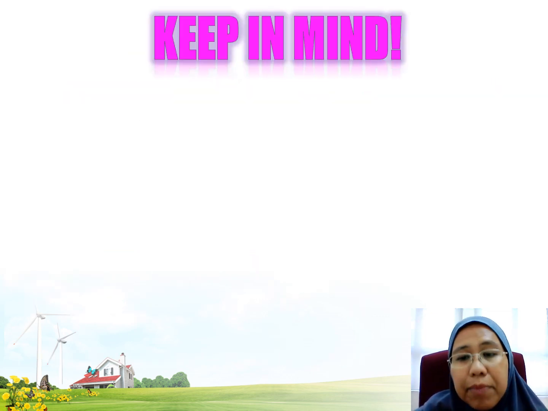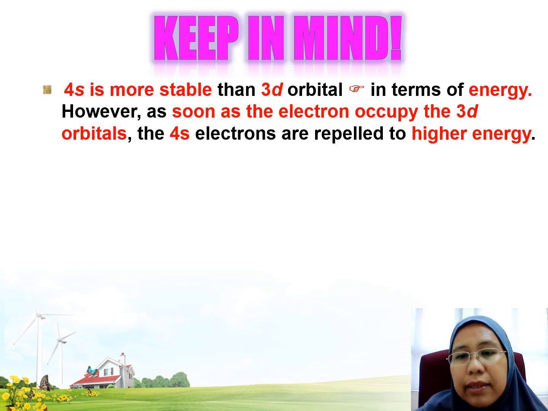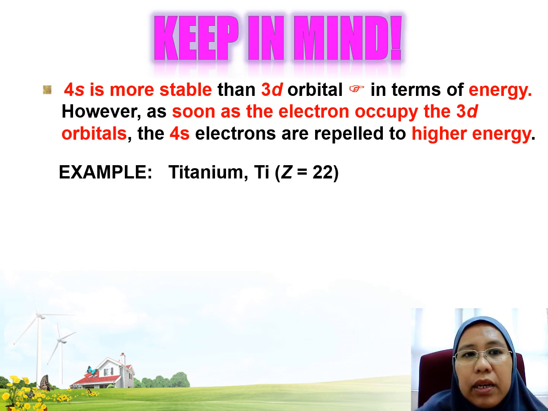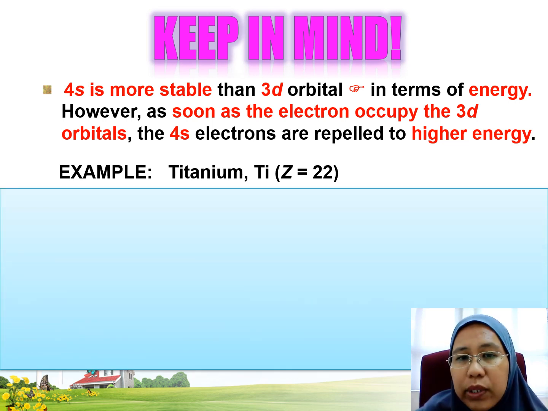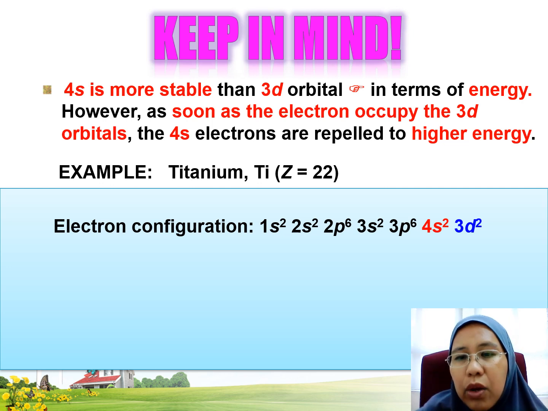For transition elements, it is noted that the 3d orbital will be filled partially. So we need to learn about the rules carefully. 4s is more stable than 3d orbital in terms of energy. But as soon as the electrons occupy the 3d orbitals, 4s electrons are repelled to higher energy. For titanium, again, we revise the electronic configuration as shown. The valence electrons are 4s2 and 3d2.